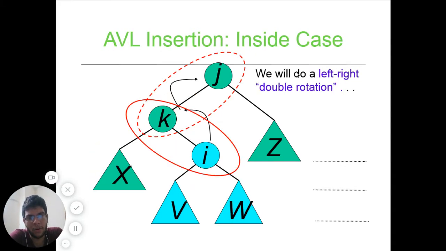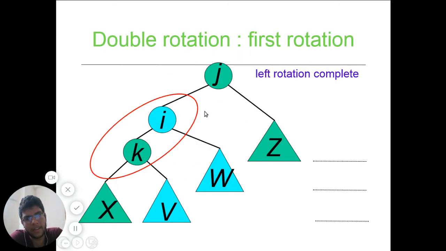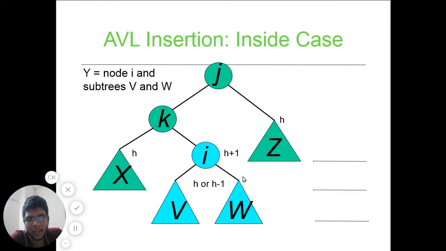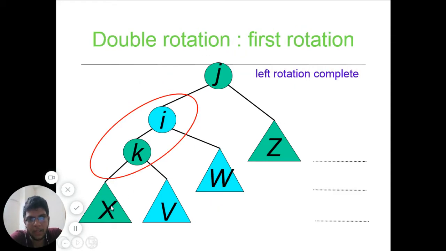A left rotation does what it does, that makes i the root, and k becomes the left child. But does it solve the problem? No, because still x has height h. So w and x both have height h. So k has height h plus 1 and i has height h plus 2. So what happened? The difference is 2. Balance factor 2. Still not balanced.